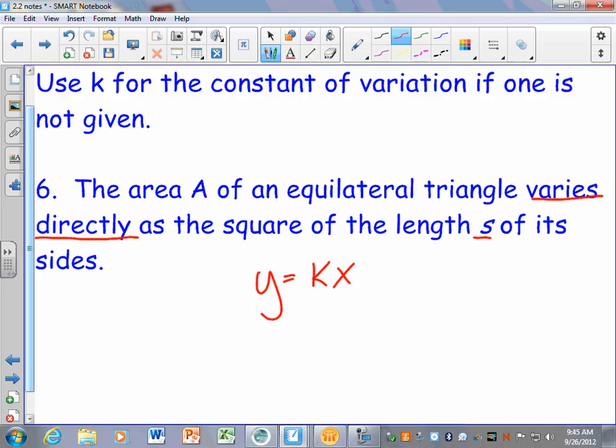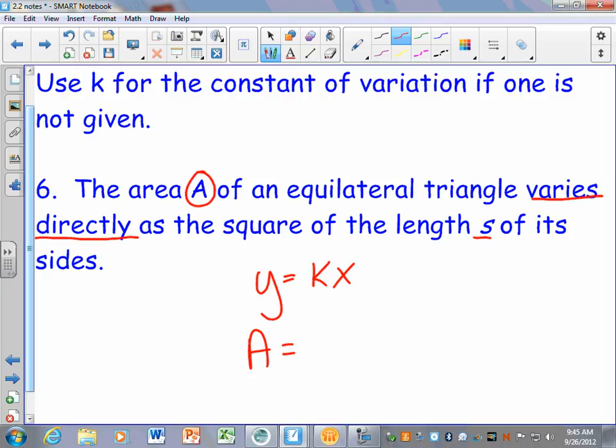But let's use what letters they give us. What is varying directly? Not y. What's varying directly? What's before varies directly in this problem? The area A of an equilateral triangle. So what do you think I'm going to put instead of y? A. They're even telling me what letter. The area of an equilateral triangle varies directly as the square of the length s of its sides.